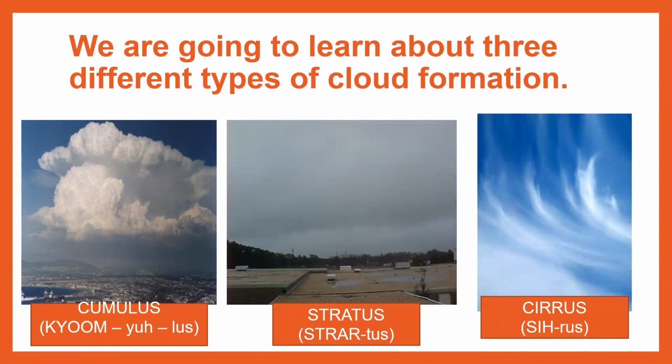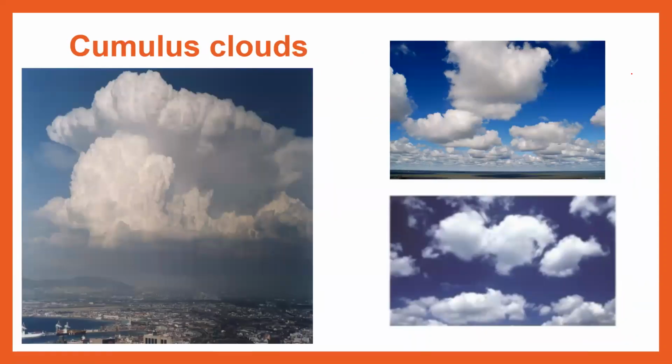This cirrus cloud looks a bit wispy like this. So pause the video right now and just talk about the different clouds you can see and what's different about how they look. So the cumulus cloud looks like this. Think of some adjectives you can use to describe these clouds.